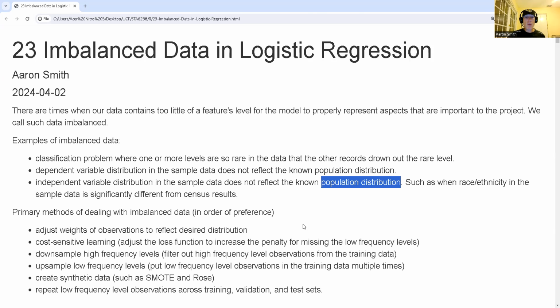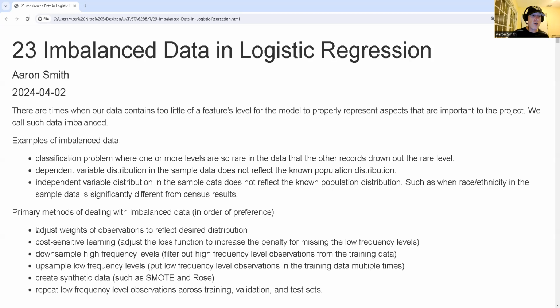All right, now I'm going to talk about the ways that we can adjust imbalanced data, and I'm going to put it in order of preference. So the first one is the one that I believe is the most important. The last one is the one that I think you should avoid as much as possible, but it's still a tool in our tool belt.